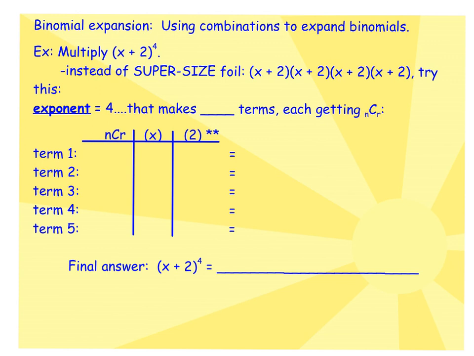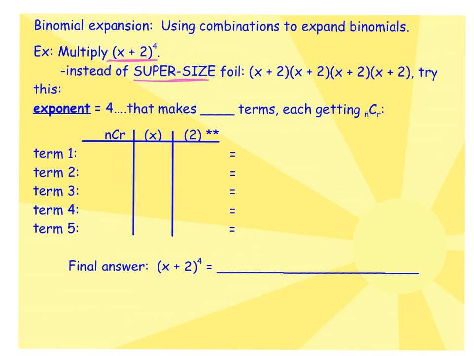Binomial expansion using combinations helps us expand binomials. This is just a way to recognize patterns and help us determine an answer without having to FOIL a whole bunch of smaller parentheses. For example, multiply (x + 2) to the 4th power. Now that we have a 2 instead of a y, we'd have to write this out 4 times and try to FOIL it all together.